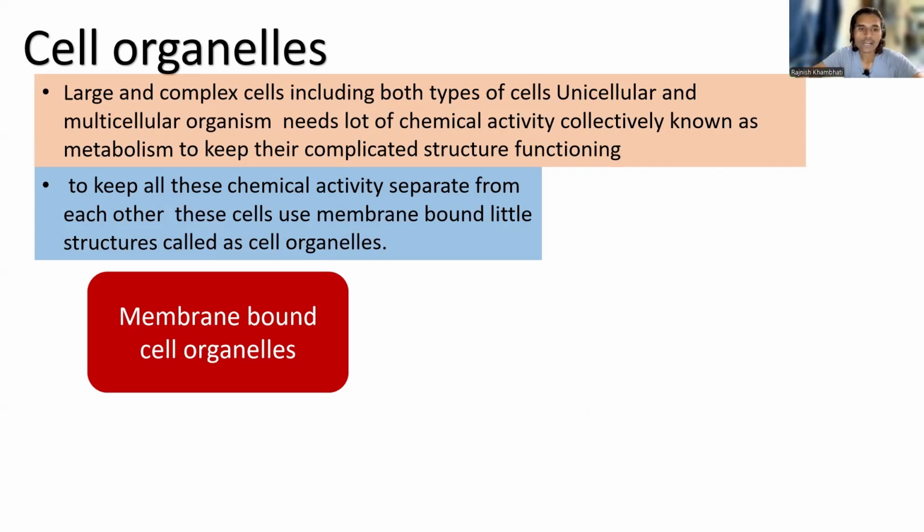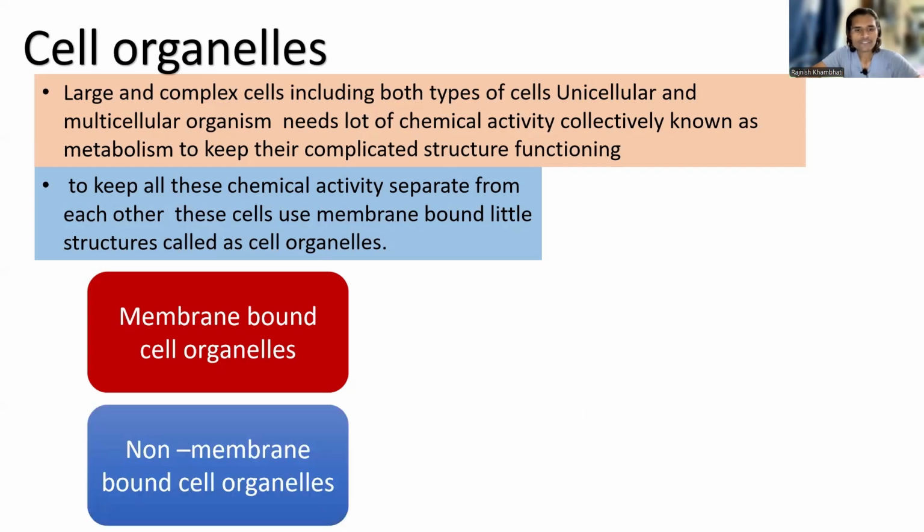And these structures are, obviously, cell organelles. Now there are two types of cell organelles present: membrane bound cell organelles and non-membrane bound cell organelles. Membrane bound organelles means they are made up of membrane, and non-membrane bound cell organelles means they are not made up of cell membrane, plasma membrane. There is no plasma membrane in their structure.